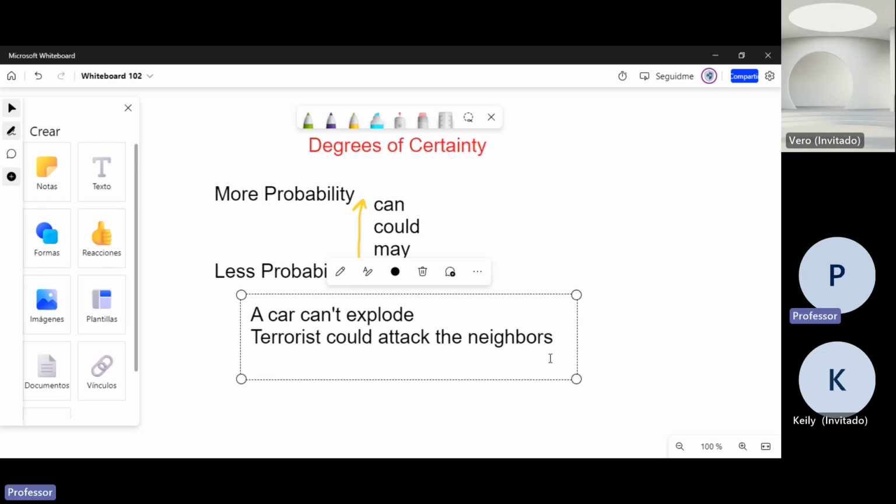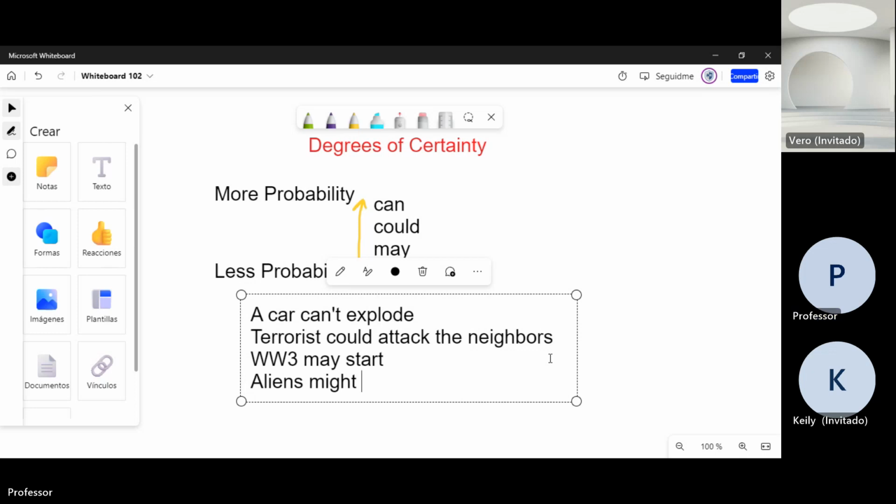I could say, I don't know, World War III might start, or aliens might kill half the world. There you go.